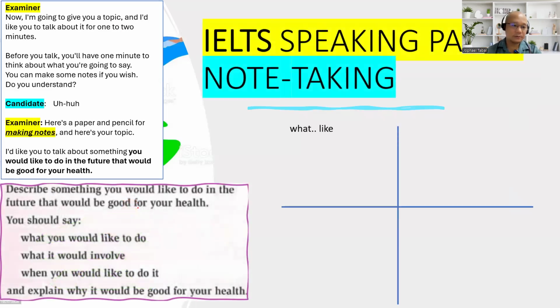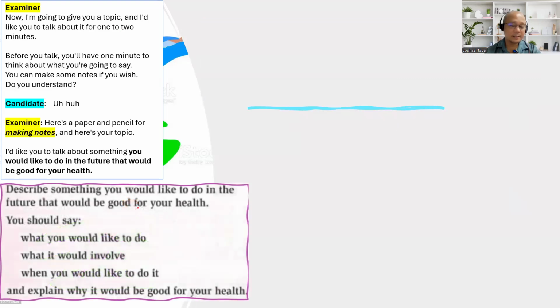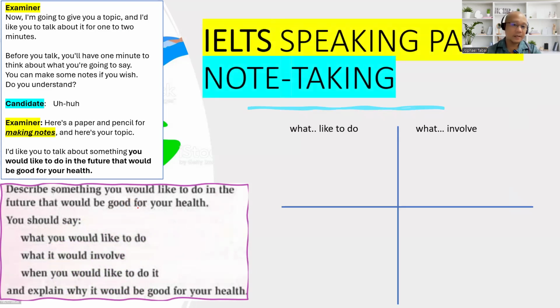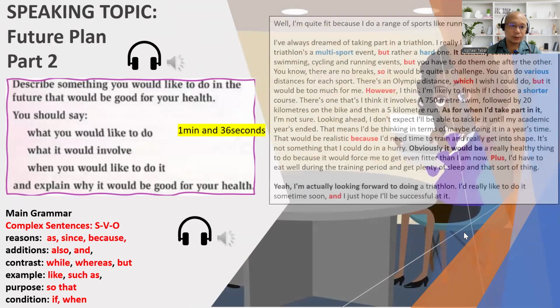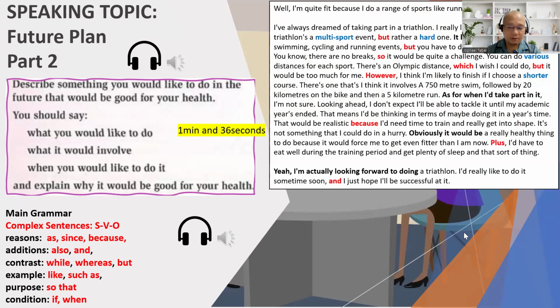Now, here's an example of a follow-up question. In this task, the candidate is asked to describe something he would like to do in the future that would be good for his health. The candidate takes down notes here: what he likes to do, what it involves, when he likes to do it, and why it is good for his health. Here are the notes. After 1 minute preparation time, the candidate has to give a talk. All right, let's listen to the example talk from this candidate.